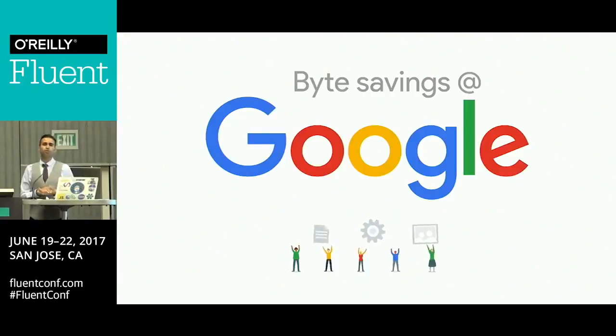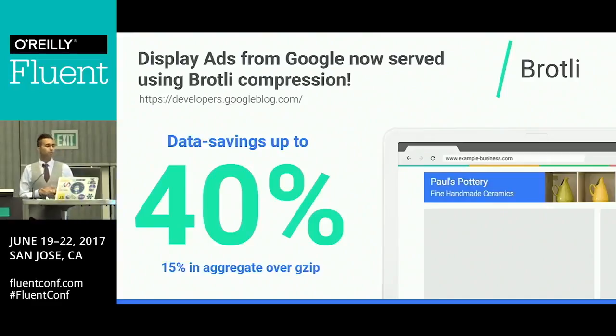I also thought it'd be useful to share some of the newer byte-saving techniques that we're using at Google to solve this problem. Some of these stats we literally just got approval for, so I hope that they're useful. As of last week, all of Google's display ads are now served using Brotli compression. And what we found is that that's led to data savings of up to 40%, 15% in aggregate over gzip. This has had a huge impact for us.